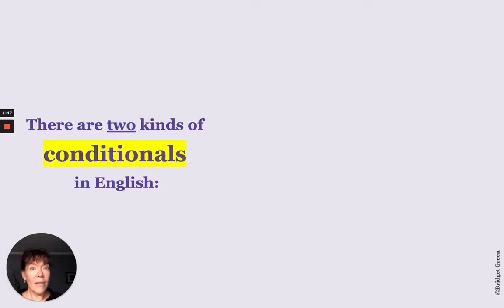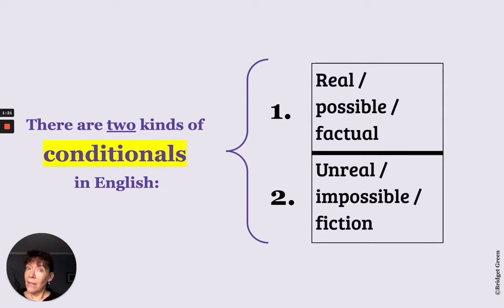There are two kinds of conditionals in English. They are the real and the unreal. Real means possible or factual. And number two is like imagination. It's unreal, impossible, or fictional. Because we like to imagine what might be, then we like to use conditionals. So, some are real and some are unreal or not possible.